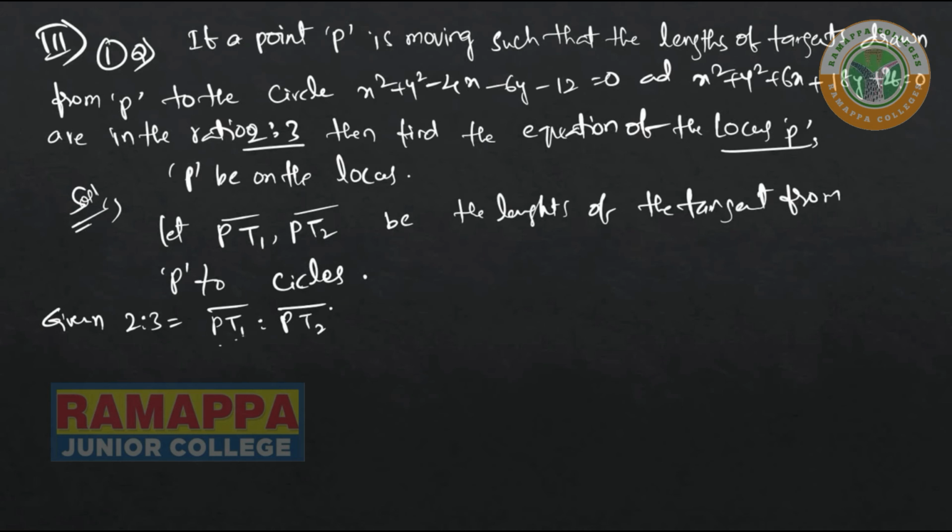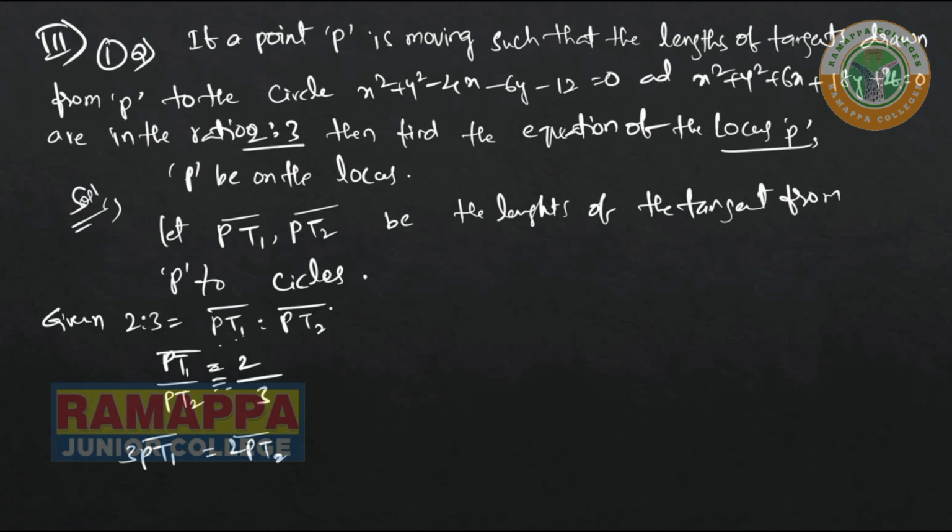So PT1 is tangent 1 and PT2 is tangent 2. PT1 divided by PT2 is equal to 2 by 3. We will do cross multiplication, it will become 3 PT1 is equal to 2 PT2. Now squaring on both sides.